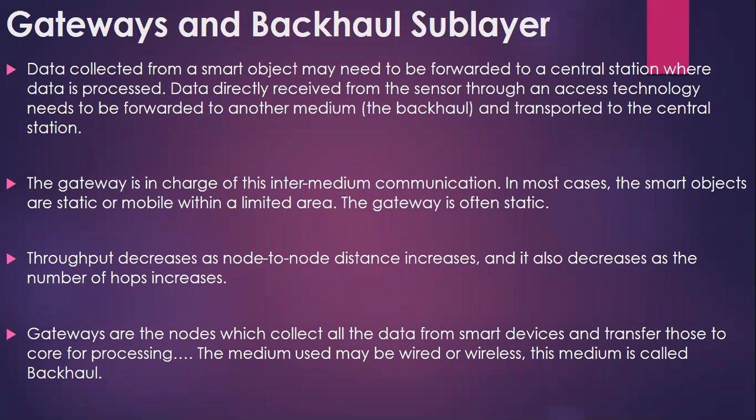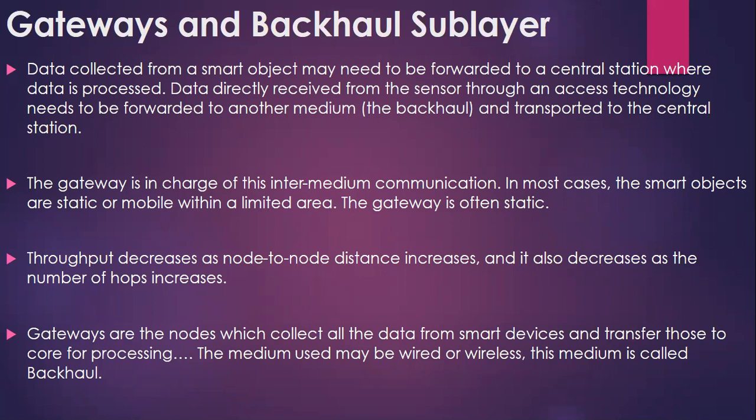Now, in the gateway, we need to convert the data format into a medium such that the network available at the back end of the gateway is suitable for it. The network we are using at the back end of the gateway, we call it the backhaul network. Using this, we transfer it to the application layer. Finally, the data will be processed. Then the gateway is in charge of this intermediate communication.